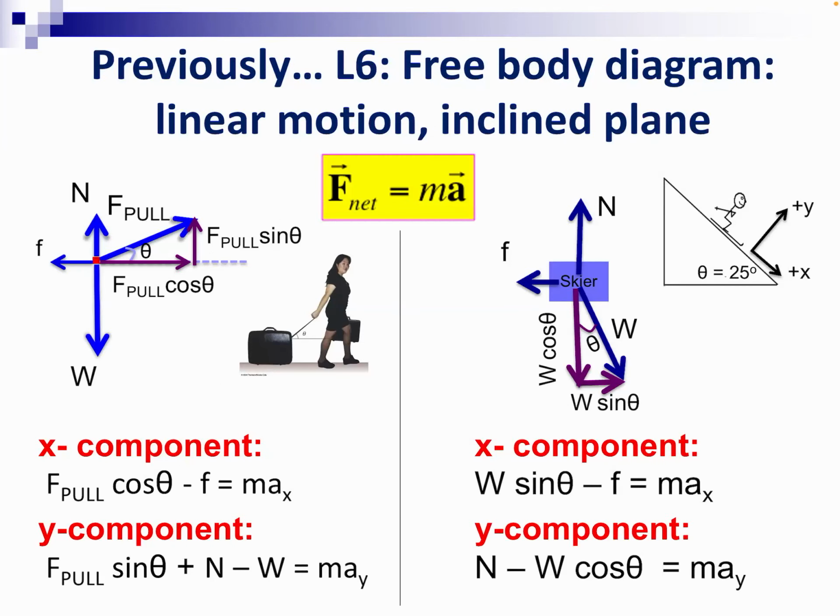So last time we already learned about free body diagrams and how to use them to solve motion along a straight line, which we call linear motion. It could be just along the horizontal or vertical axis, or along an inclined plane. We already looked at how we can solve problems such as an object being pulled, so there's a tension force, or an object that's sliding down an inclined plane.